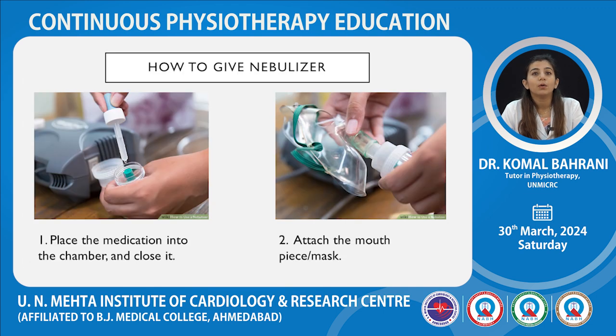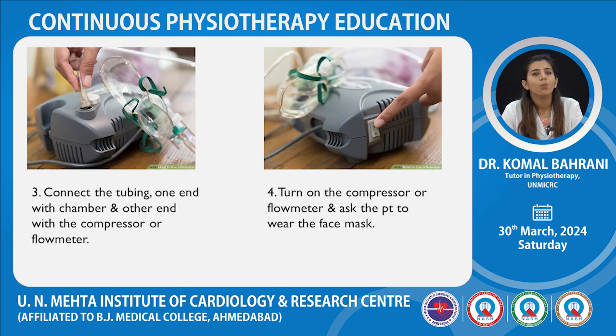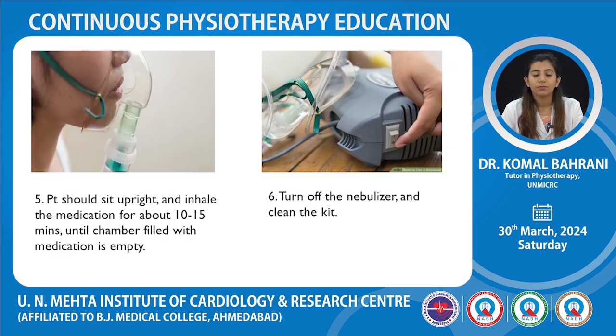Now, we will discuss how to give a nebulizer to a patient. Firstly, we will place the medication into the chamber and close it. We will then attach the mouthpiece or mask. Then we will connect the tubing, one end with the chamber and the other end with the compressor or the flow meter. Then we will turn on the compressor or flow meter and ask the patient to wear the face mask. We can ask the patient to sit upright if he can and inhale this medication for about 10 to 15 minutes until the chamber filled with medication is empty.